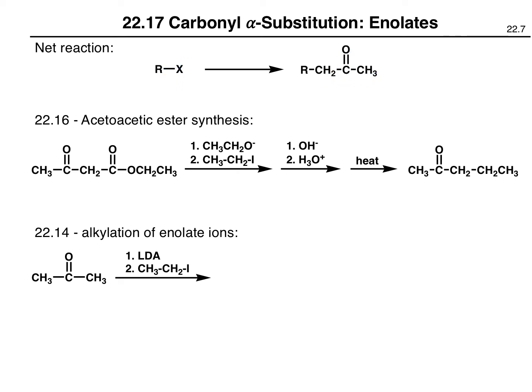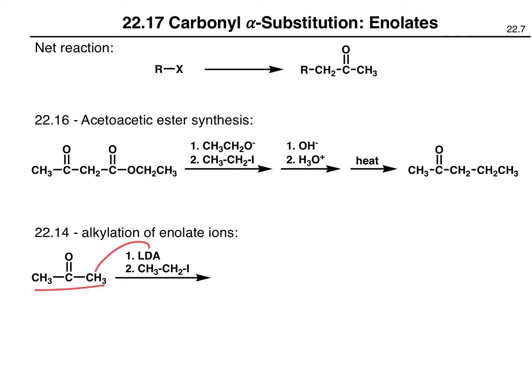So we can do this by the acetoacetic ester synthesis, where we start out with this beta keto ester, base, and then the alkyl halide, and then we alkylate here. We hydrolyze the ester to give the carboxylic acid, and then we heat it up to decarboxylate, giving us this product.